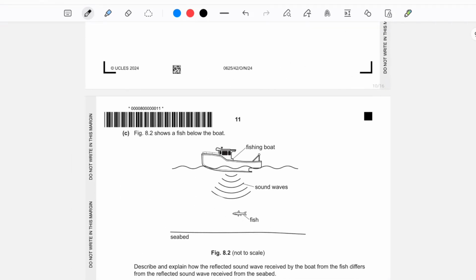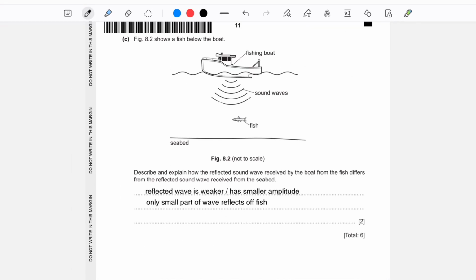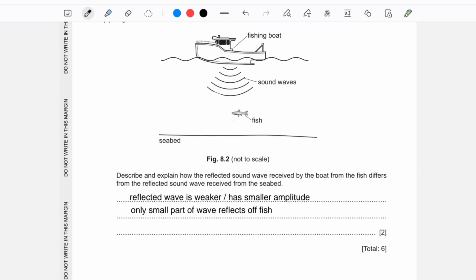Figure 8.2 shows fish below the boat. Describe and explain how the reflected sound wave received by the boat from the fish differs from the reflected sound wave received from the seabed. The reflected wave is weaker. Only a small part of the wave reflects off the fish.